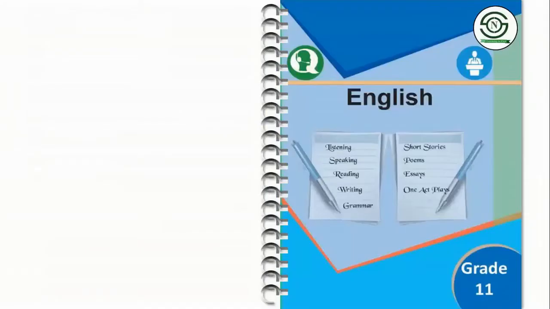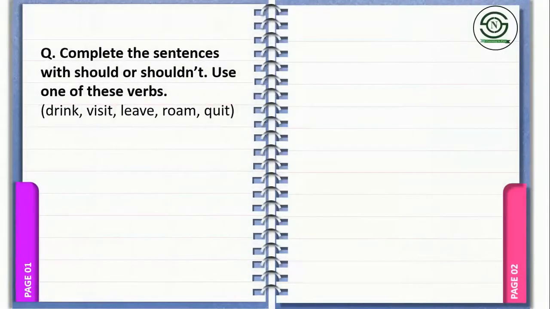Now, time for the questions from grade 11 English. So let's begin. What does the question say? Question, instruction. Complete the sentences with should or should not. Use one of these verbs. So here you have drink, visit, leave, roam, and quit in brackets. So depending on the questions, you should say should drink or should not drink, should visit or should not visit, should leave or should not leave, should roam or should not roam, and should quit or should not quit. Enjoy it.